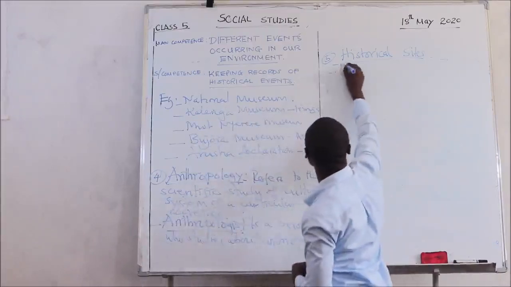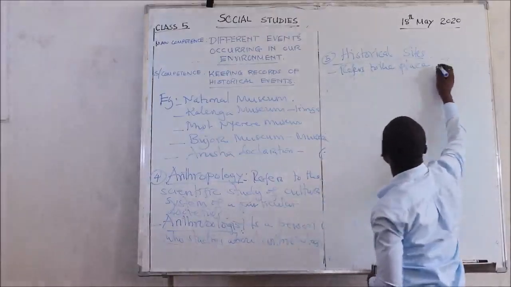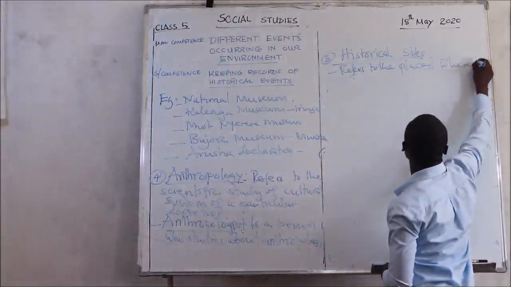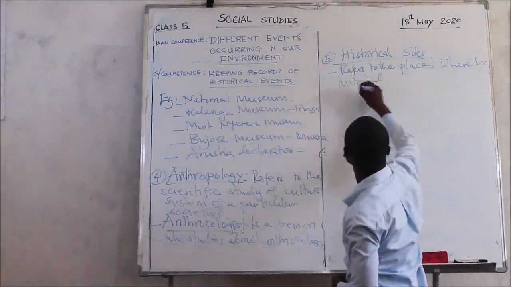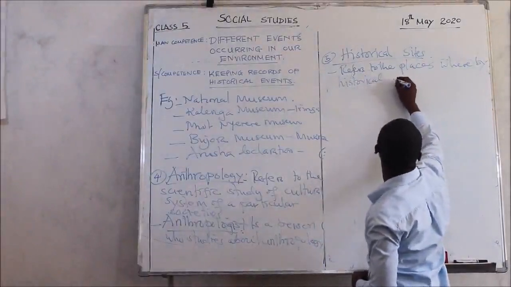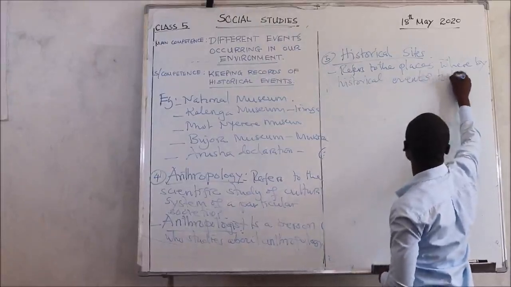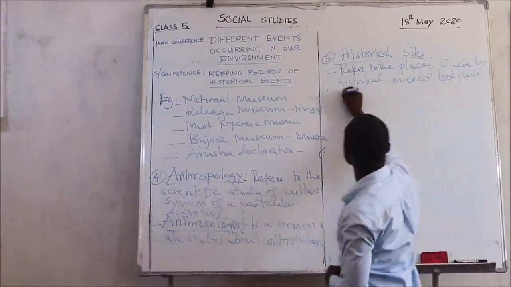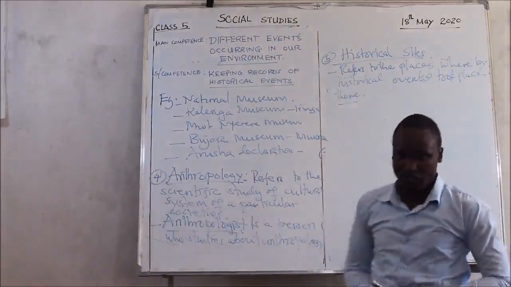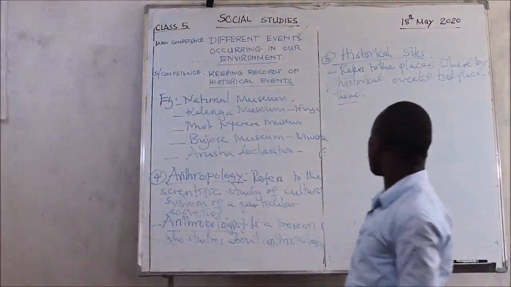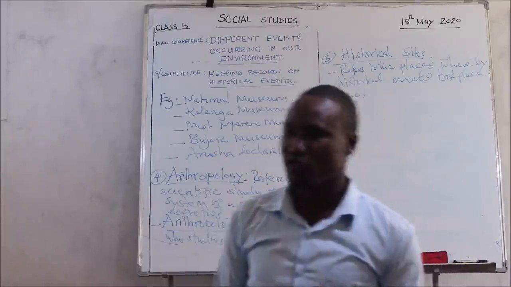So historical site refers to the places whereby historical events took place there. That's the meaning of historical site. We have many examples, as I said, whereby historical events took place.